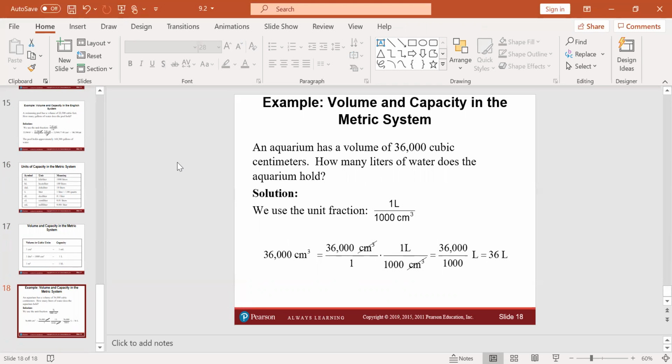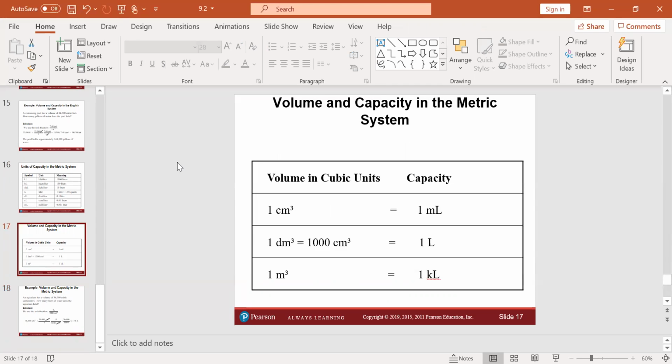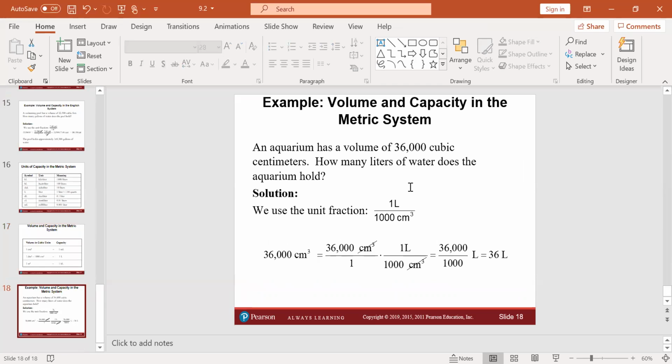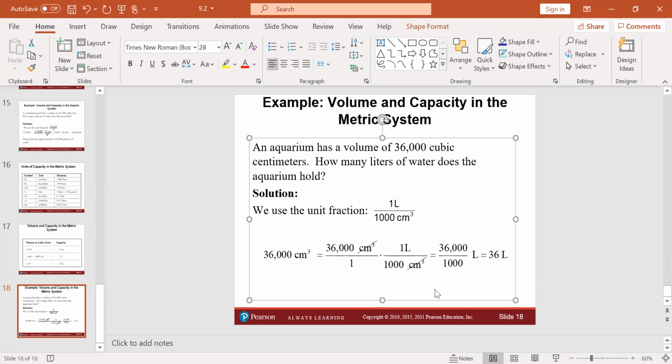So an aquarium has a volume of 36,000 cc's, cubic centimeters. How many liters of water does it hold? Well, we have a conversion. 1,000 cubic centimeters is equal to 1 liter. Since we're starting with cubic centimeters and we want to go into liters, we make that unit fraction have cubic centimeters on the bottom so that cubic centimeters cross out. Then we have 36,000 divided by 1,000, which ends up being 36 liters. So pretty cool.